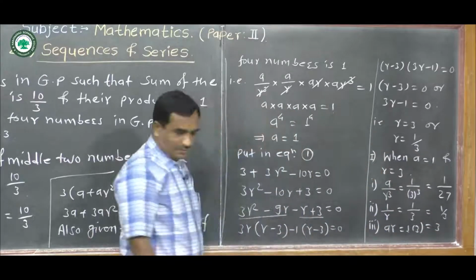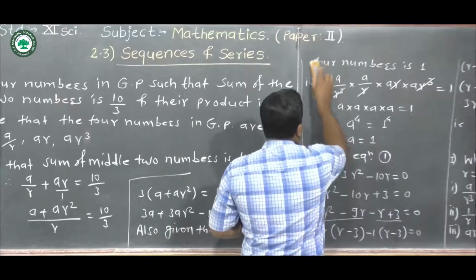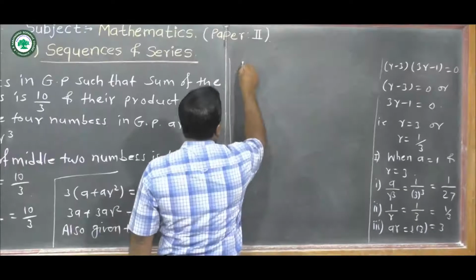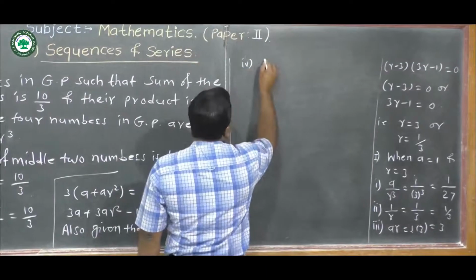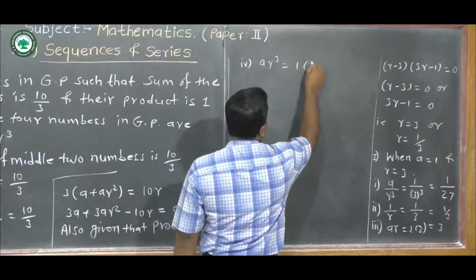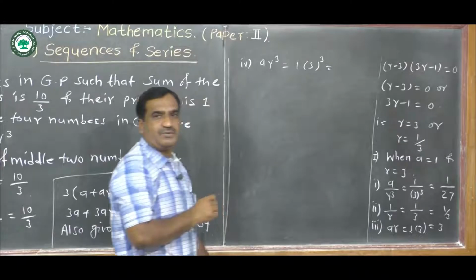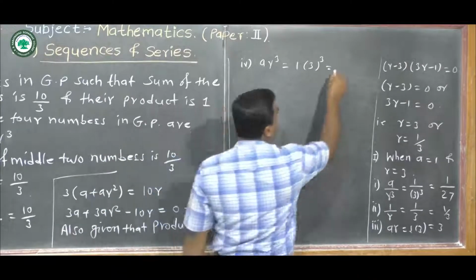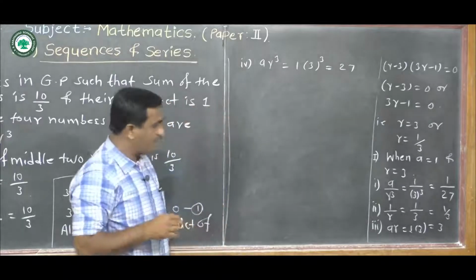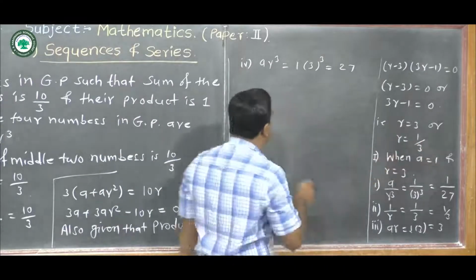And the fourth number of the geometric progression is a into r cube, that is 1 into 3 cube, and 3 cube means 27. 27 into 1 means 27. The fourth number is 27. Okay. Now use the second value of r. R is equal to 1 by 3.